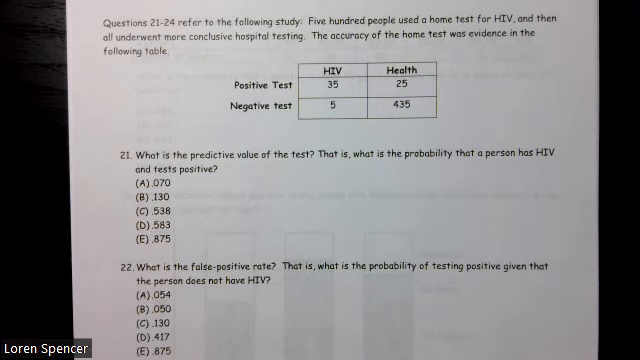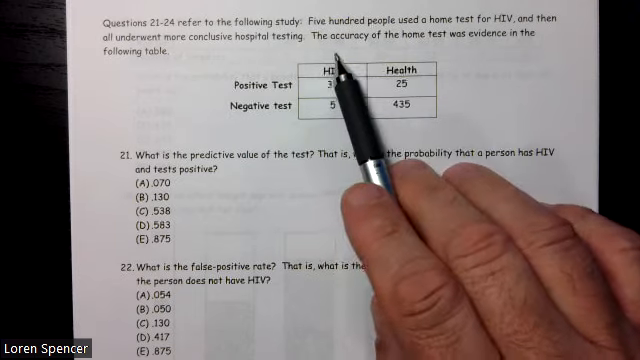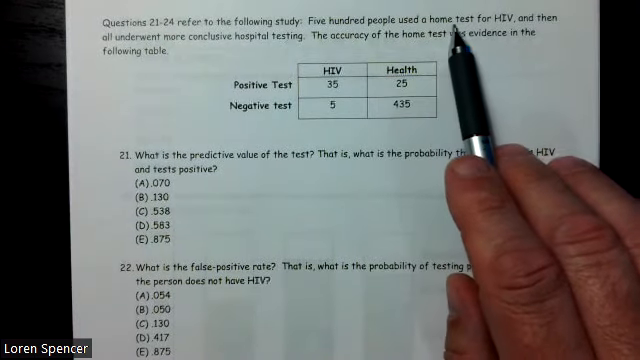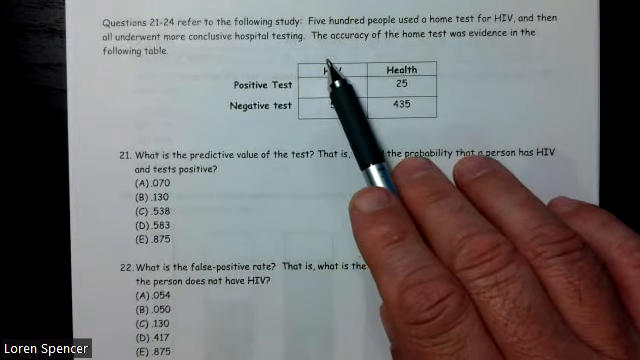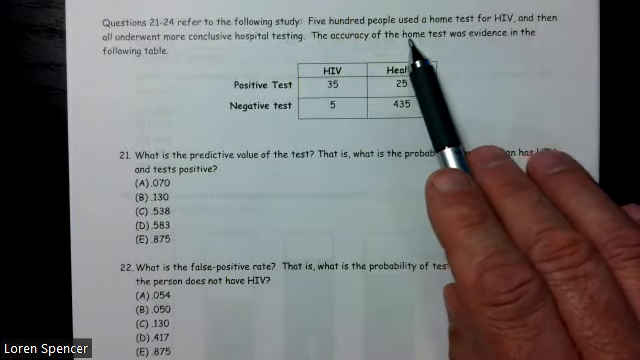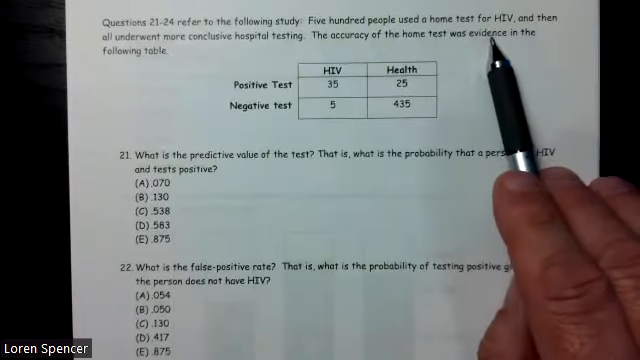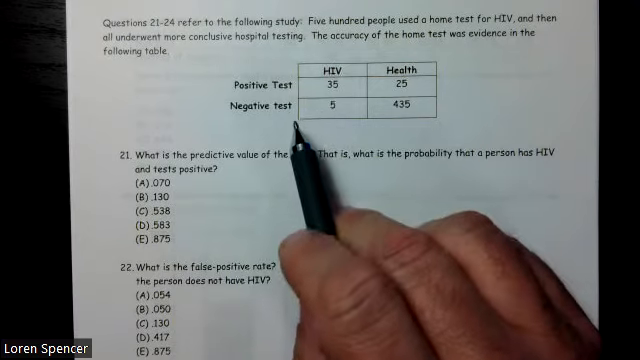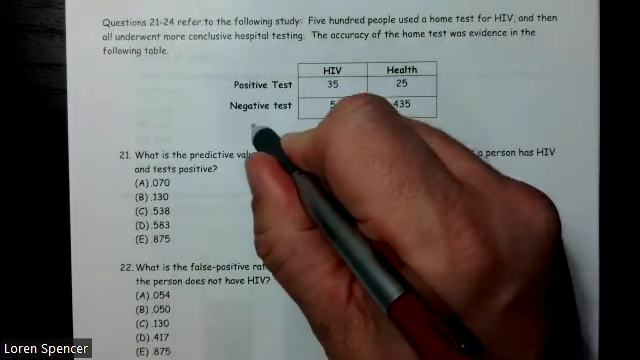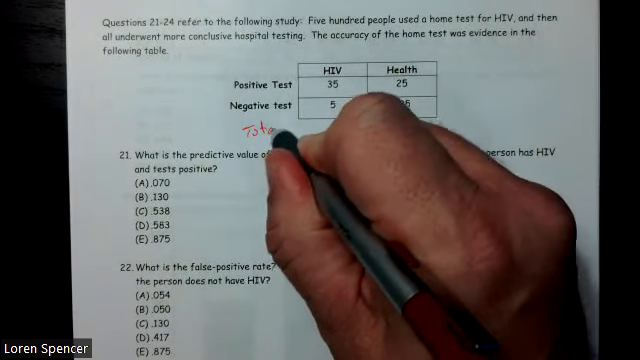All right. Questions 21 through 24 refer to the following study. 500 people used a home test for HIV, and then all underwent more conclusive hospital testing. The accuracy of the home test was evidenced in the following table. All right, so here we go. First off, they give you a table like this and it doesn't say total. You need to go ahead and take the time to total it.